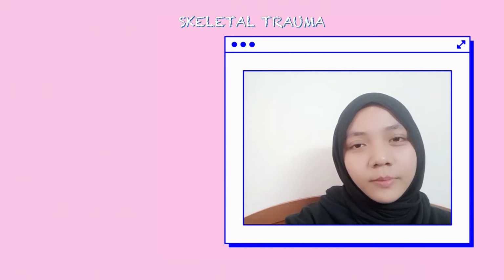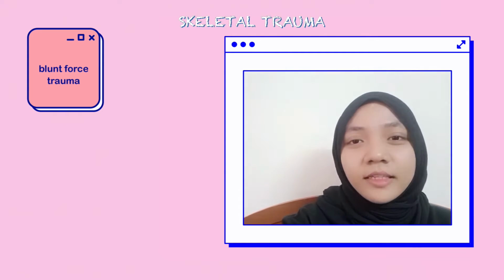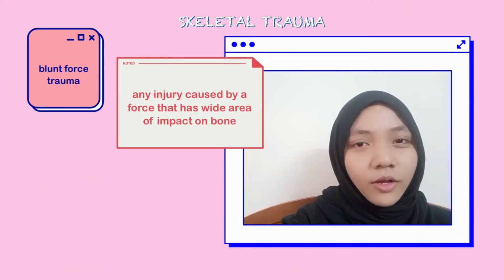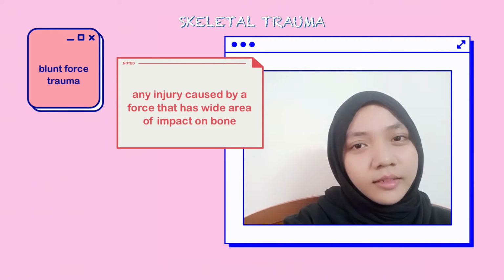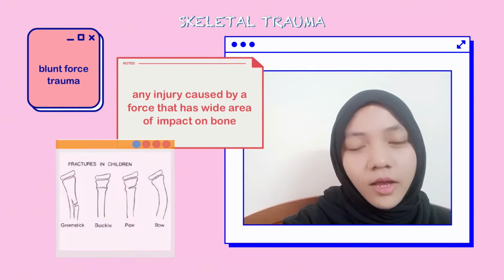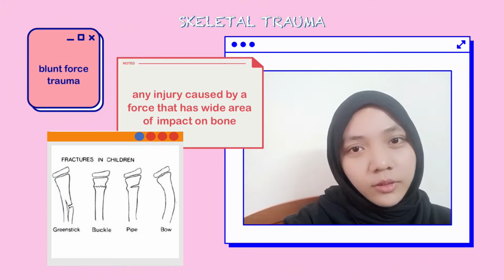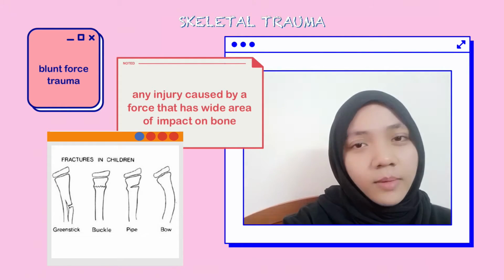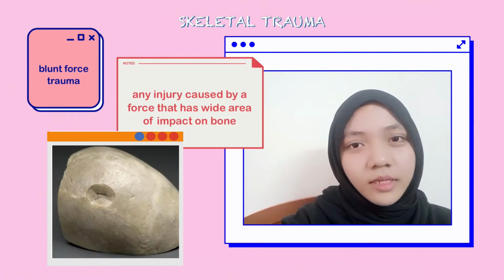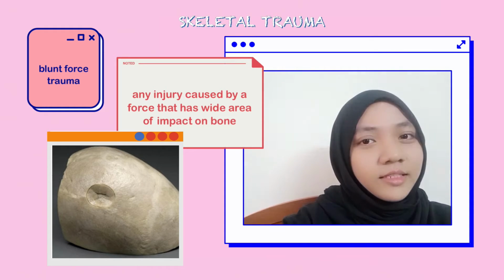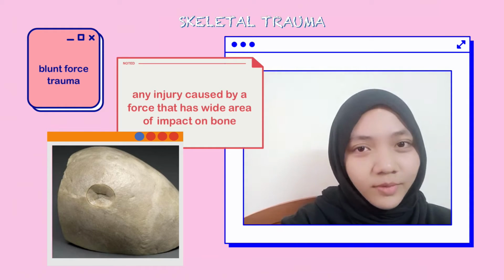The second type is blunt force trauma. It refers to any injury caused by a force that has a wide area of impact on bone. For example, a baseball bat, hard surface, piece of wood, hammer, and so on. These are the types of fracture that may occur.